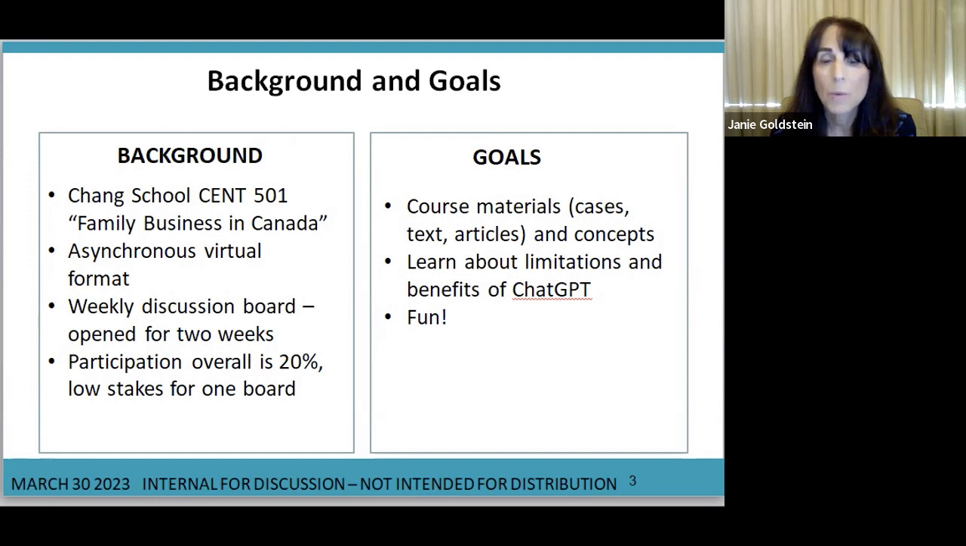So there is a weekly discussion board. Normally, discussion boards are only open for 1 week. I kept this particular discussion board open for 2 weeks. Participation overall is worth 20% for the students, but it's over multiple weeks. So for one board, it's very low stakes, both for them and for me.